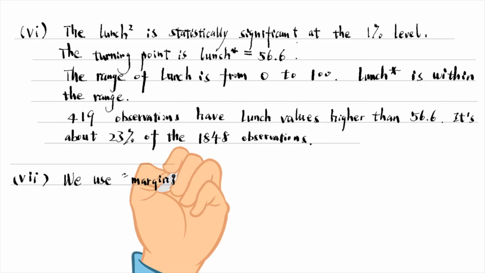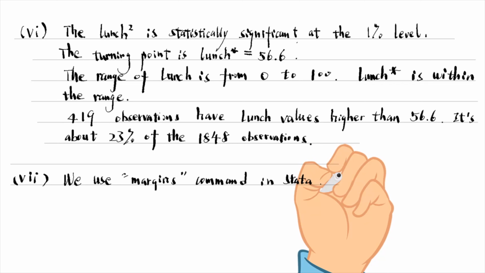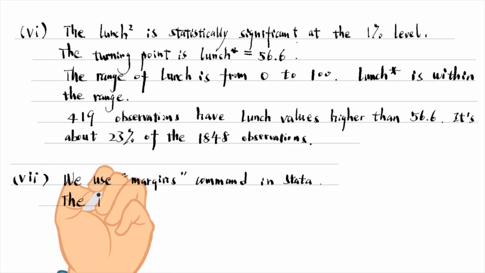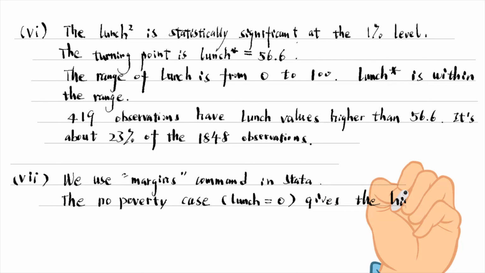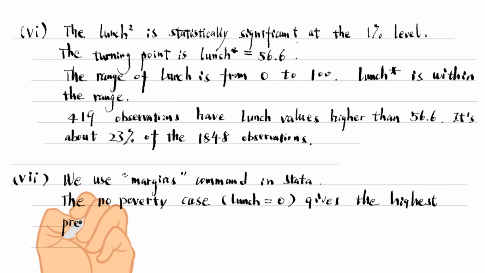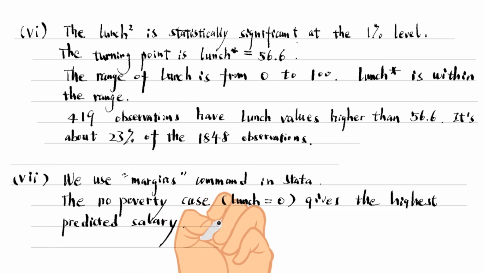For the last part, we can use Stata's margins command to predict the salary in the 3 cases. Holding other variables at their sample means, we find that the predicted salary is highest in the case of no poverty.